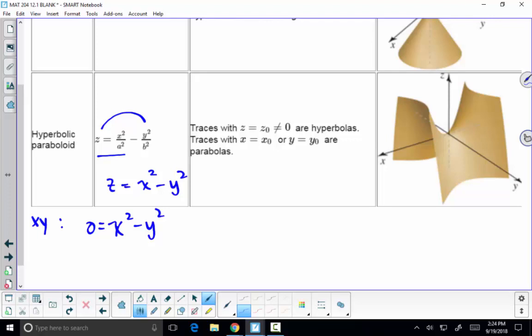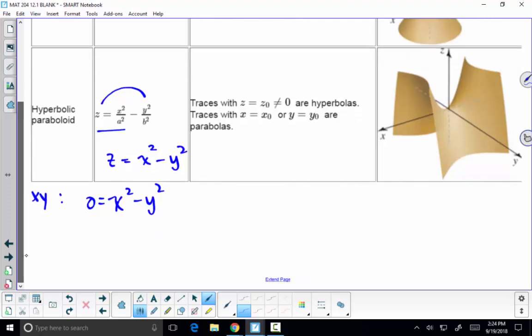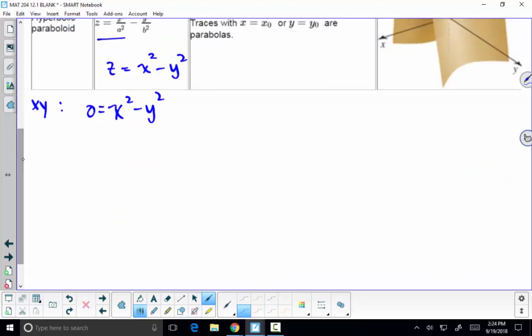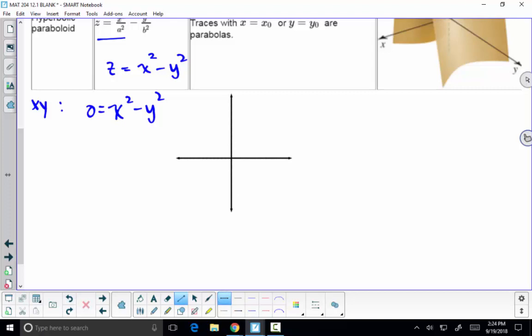X squared minus y squared equals 0. A line? Say it again. More than one line, though. Do you agree it's going to be more than one? How many? Two. It's going to be 2 lines: y equals x and y equals negative x. Oh yeah, because they're both squared. Yeah, so we'll get that.